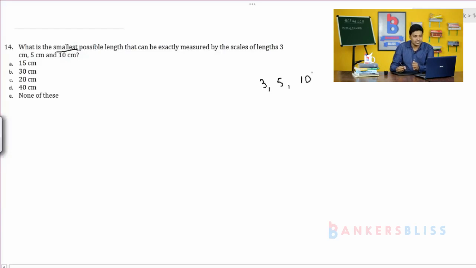So the numbers are very simple. Go for a different approach. You consider 5 and 10. So which is the bigger number? 10. Is 10 divisible by 5? Yes. Therefore, for 5 and 10, 10 is the LCM.